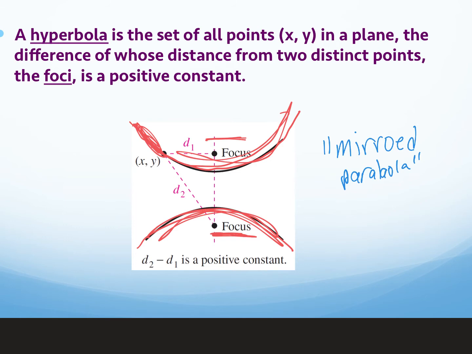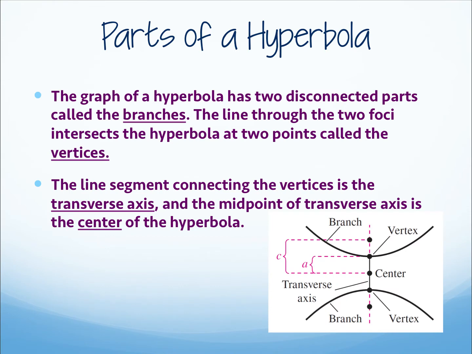You're going to have hyperbolas that open upwards, which are vertical, and some that open sideways, which are horizontal. That should make sense. If it opens up and down, it's vertical. If it opens left and right, it is horizontal. The graph of a hyperbola is two disconnected parts called branches.